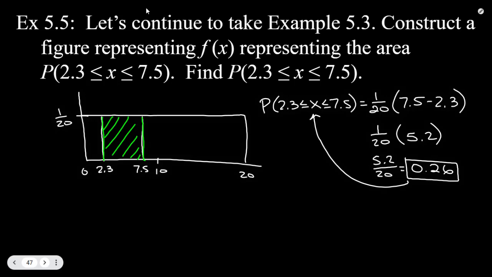So regardless of whether you are dealing with integers or decimals, your height stays the same in a uniform distribution like this. To find the width, you just take the bigger value minus the smaller value. In this case, that was 7.5 minus 2.3. That will give you the width of your rectangle, and you multiply the base times the height, or the length times the width, however you want to think about that.